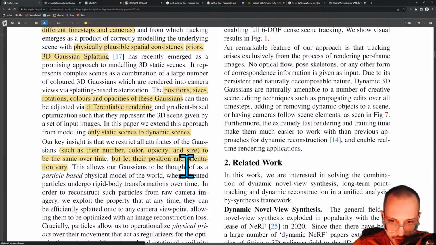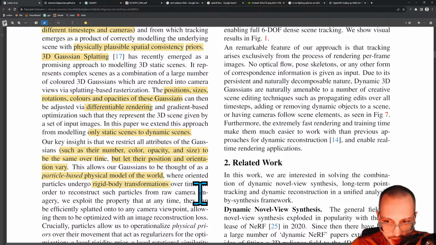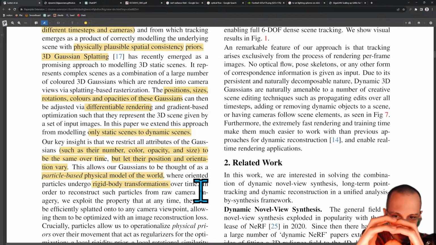This allows our Gaussians to be thought of as a particle-based physical model of the world. Is it a particle or is it a wave? Where oriented particles undergo rigid body transformations over time. Rigid body transformations is what you use in video games, right? It assumes that everything is a rigid body. Rigid means it's solid, it's tense, right? And it moves and it can hit things, and when you rotate it, all the things rotate, right? All the things move at the same time. There's kind of like this local rigidity, and then you can move and rotate that over time, anywhere.